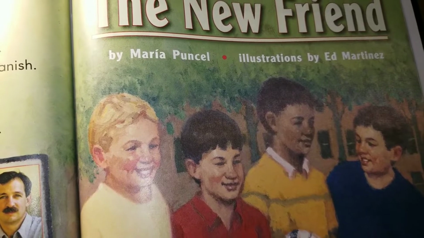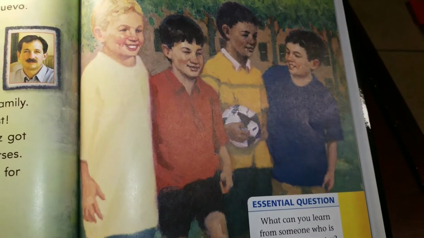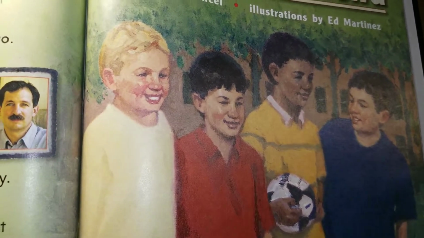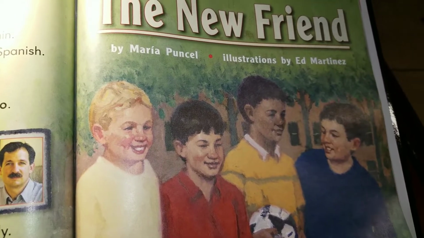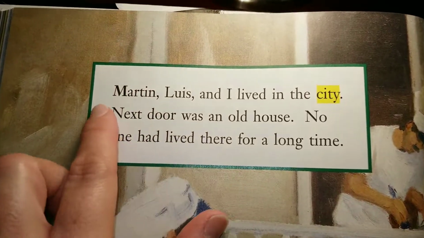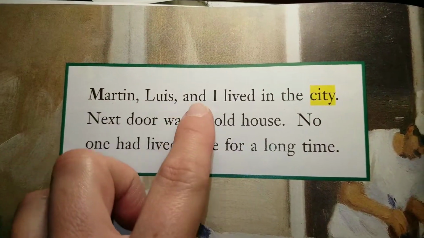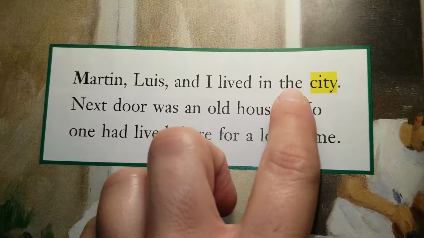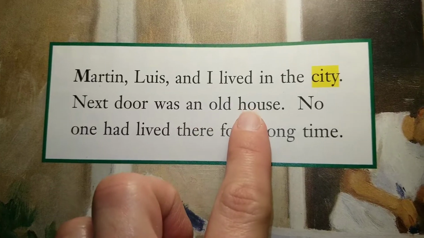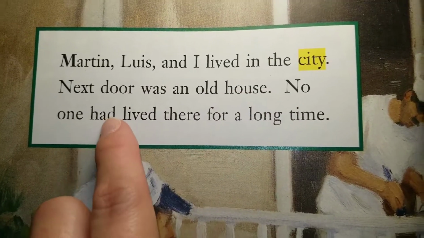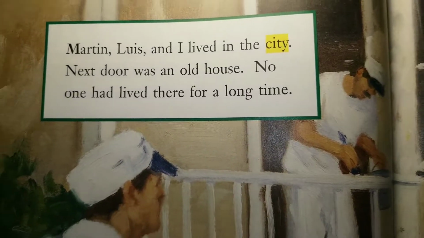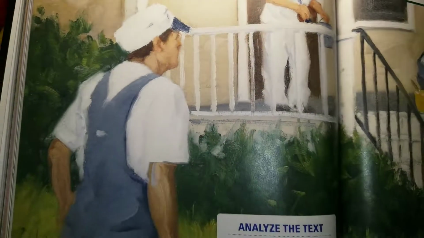Well, I can see 4 children. And they're dressed just the same way most of you dress. So I say that this is not make-believe. But we will see. Alright? So let's begin reading. It says, Martin, Luis, and I lived in the city. Next door was an old house. No one had lived there for a long time. I wonder what these people are doing.